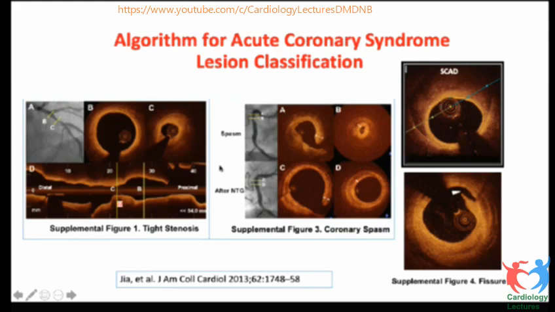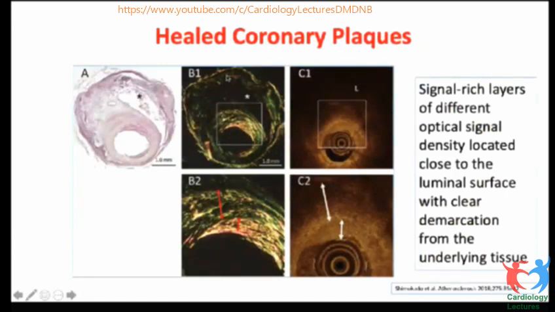patient presenting with ACS. And we all know the most important mechanism of plaque progression is the healing of the plaque rupture and erosion. So how does it appear on OCT imaging? OCT imaging produces a multi-layered appearance with different signal intensity. You can just see here one layer with brightness, and here dark with the lipid. So the layered appearance is typical of your healed coronary plaque.